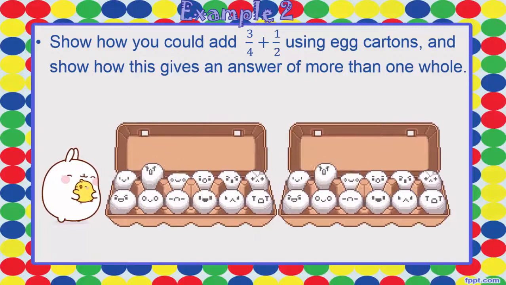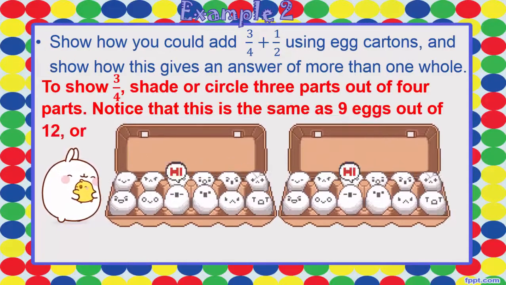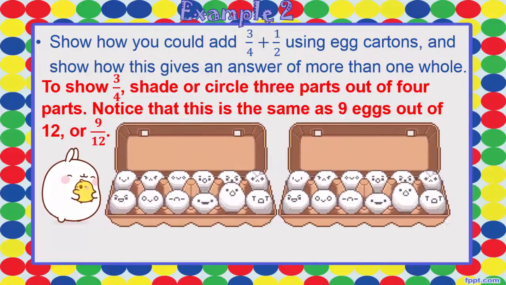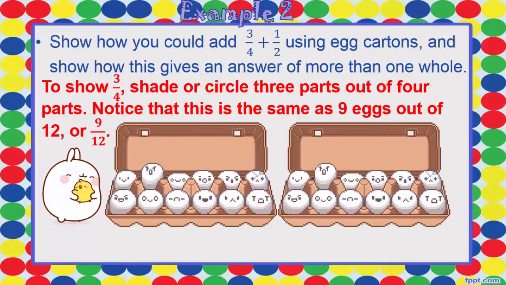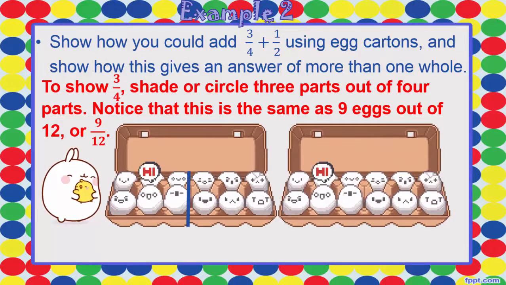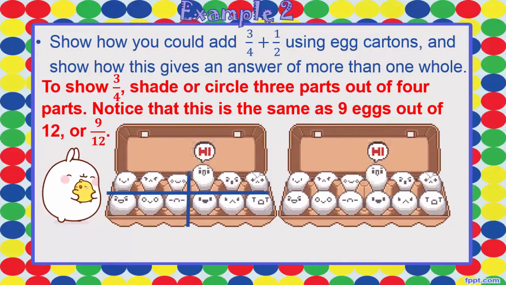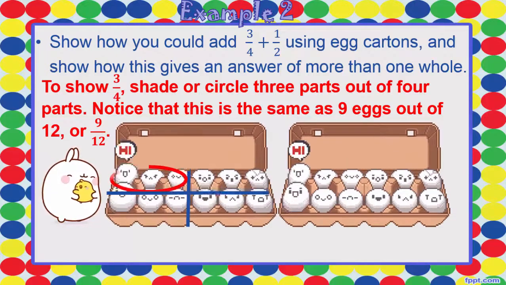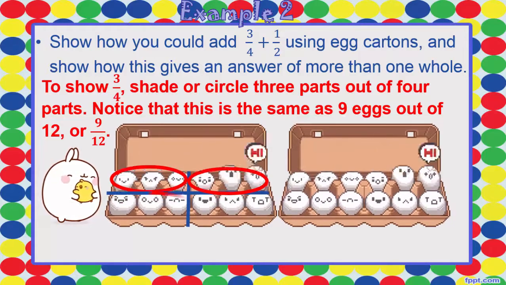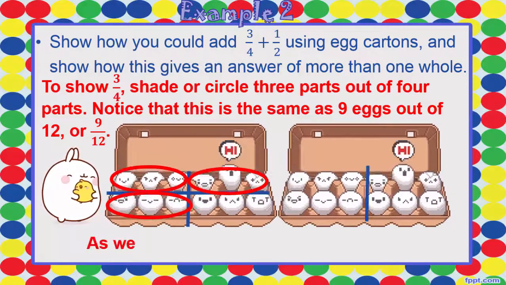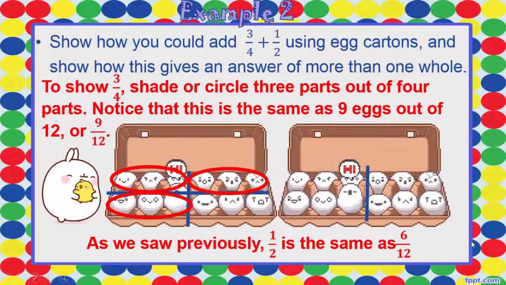Reviewing what we just did on the whiteboard, to show 3/4, circle 3 parts out of 4 parts. Notice that this is the same as 9 eggs out of 12, or 9/12. So here we do that. We break it into fourths, and here's 1/4, 2/4, 3/4. For the other egg carton, we break that one in half.